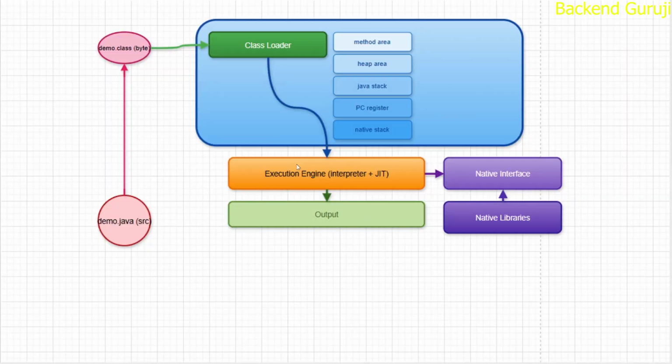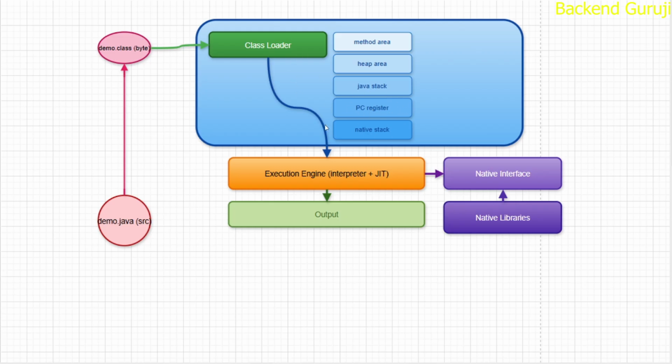You can see this diagram. Here you are writing a demo.java file. Whenever you run javac demo.java, that demo.java file will be converted to a demo.class file, right? This .class file will be loaded by the class loader, and within that we have the method area, heap area, Java stack, PC register, and native stack.